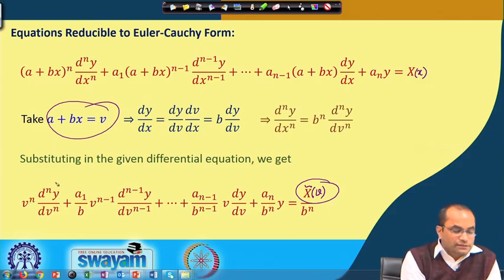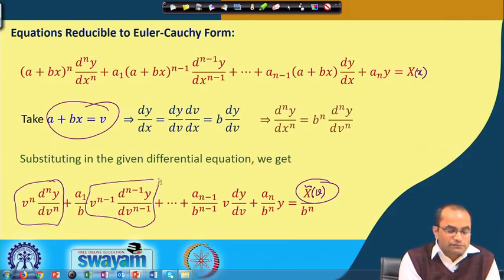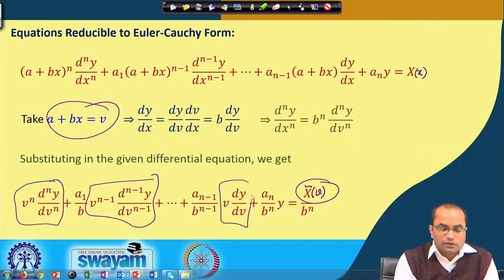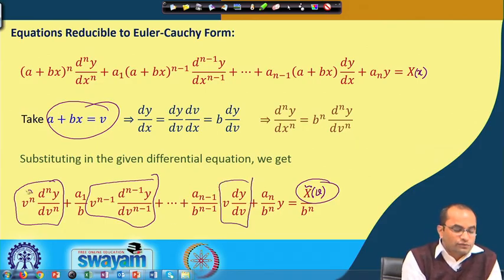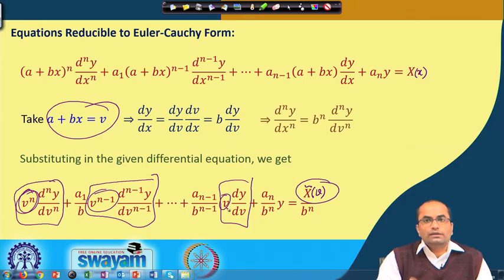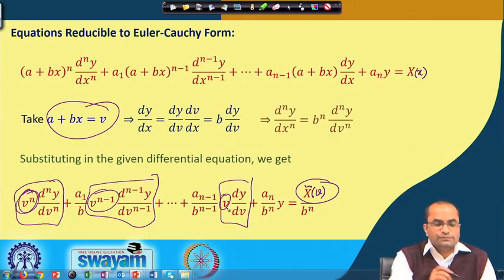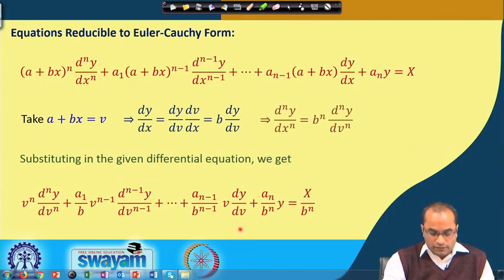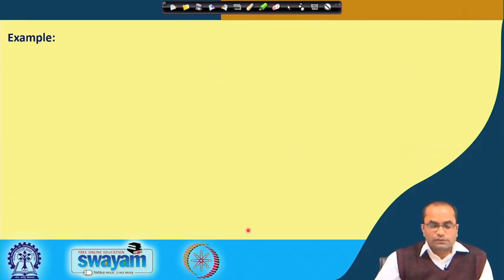But what we realize now is that this equation is exactly the same equation which we have discussed before, this Cauchy-Euler equation. The coefficient with the nth order term is v power n, with the n minus 1 order term we have v to the n minus 1, and here we have v. So, this is the Cauchy-Euler equation, which we know how to solve by this substitution. And now, to demonstrate this, let us go through this example.